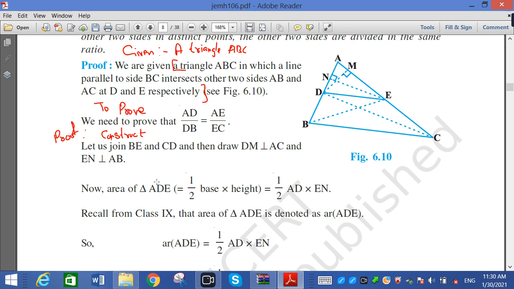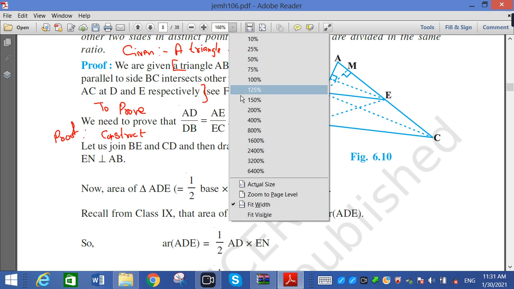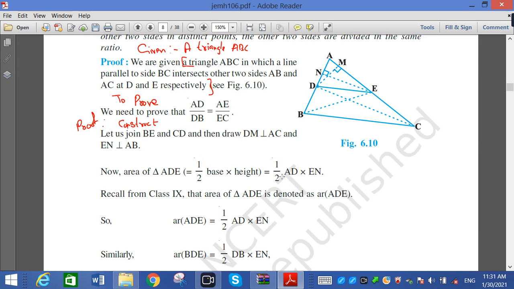So the area of ADE is equal to half into base into height, that is half into AD into EN. We can say that is equation number 1. Already in 9th standard we know that area is denoted by ar. So ar(ADE) is equal to half into AD into EN.